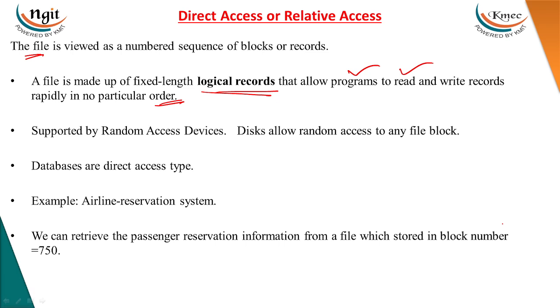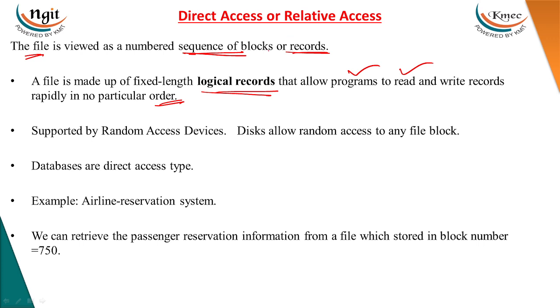In the direct access method, we don't need to read the data sequentially. We can read the data in any order, not in sequential order. So what is a file? A file can be viewed as a numbered sequence of blocks, a numbered sequence of records. The file is made up of fixed-length records that allow the program to read and write in no particular order.